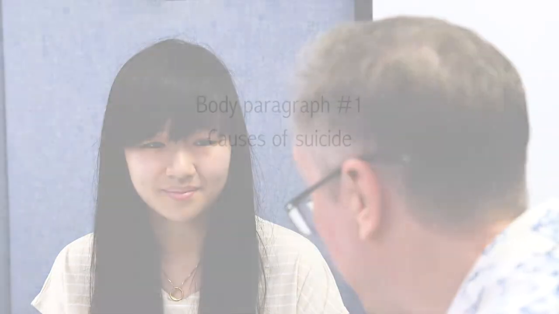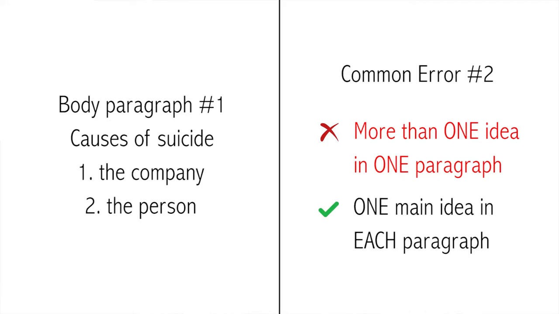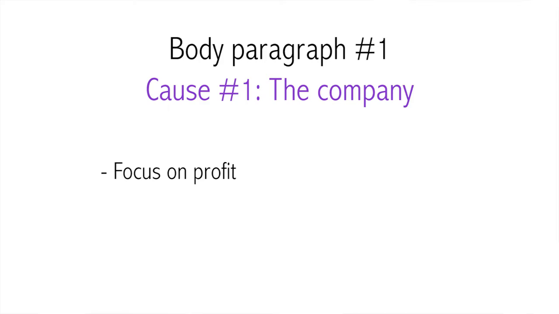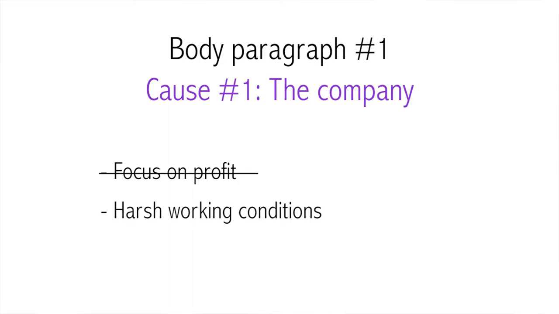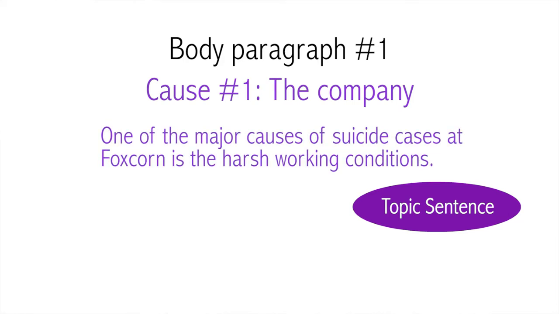Now let's look at the second paragraph. Hayley, what's this supposed to be about? The two major causes of suicide, the company and the suicidal person. In any case, you should only have one main idea per paragraph. Let's stay with the company. How is the company a cause of suicide? The company focuses on profits only. What's wrong with that? Companies would go out of business if they didn't focus on profits. But Foxconn has harsh working conditions. Right, so that could be your point. You need to write a topic sentence that states that idea. One of the major causes of suicide at Foxconn is the harsh working conditions.